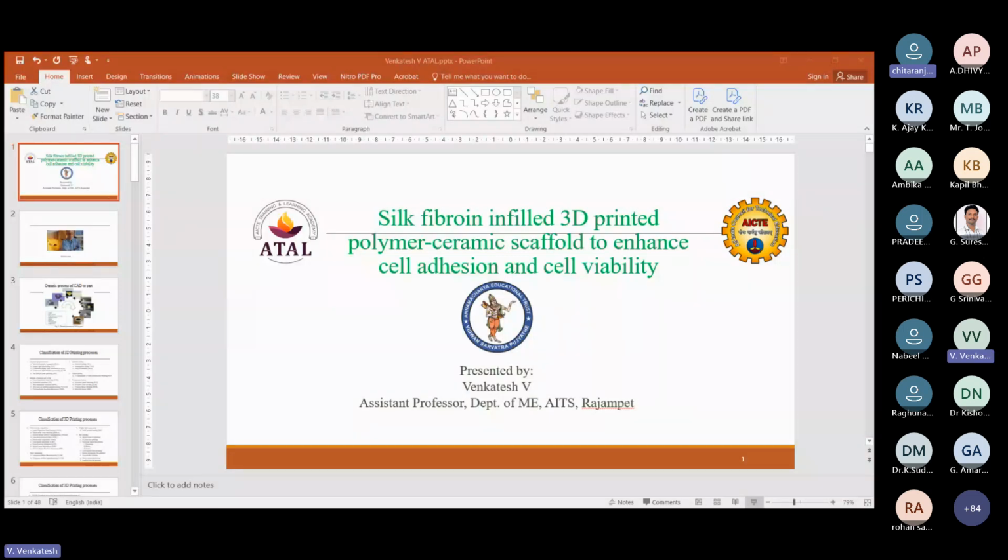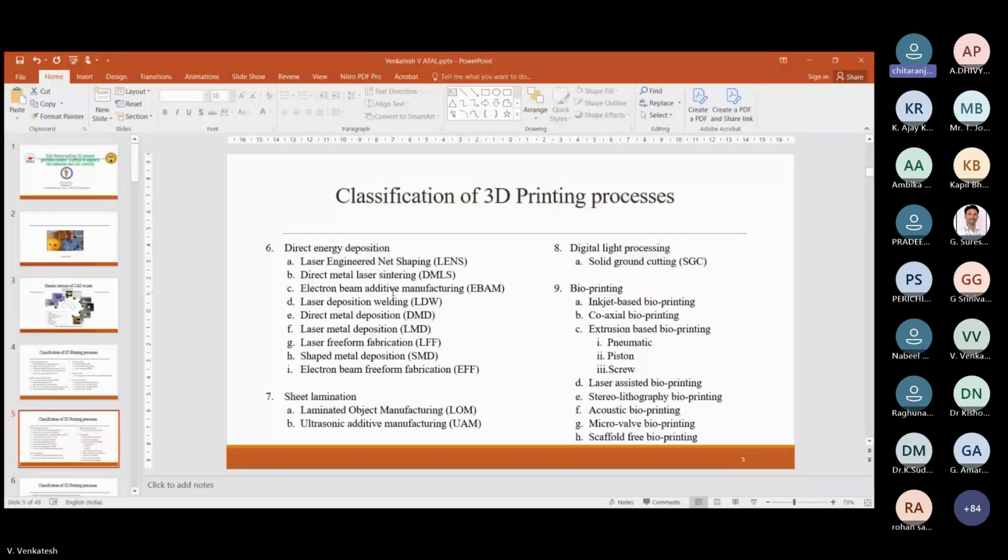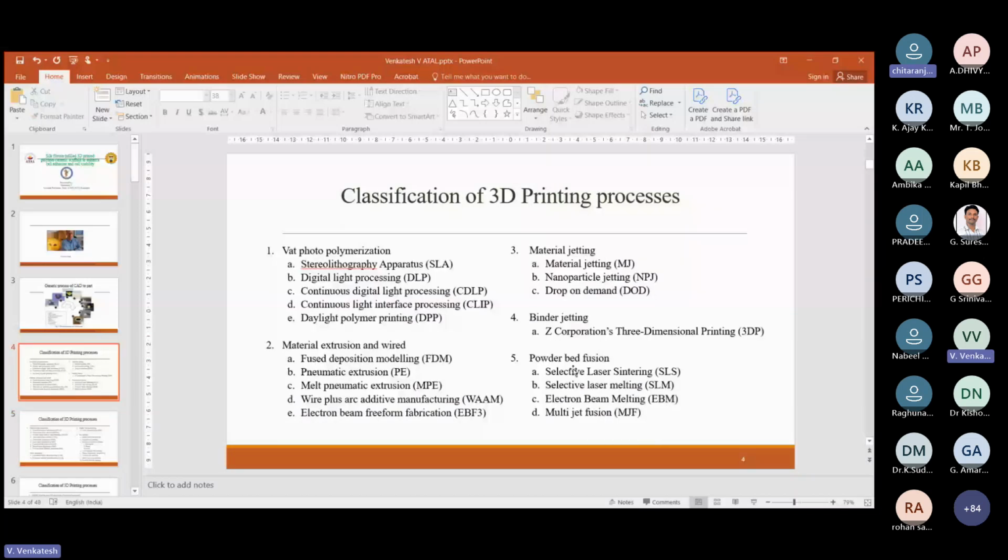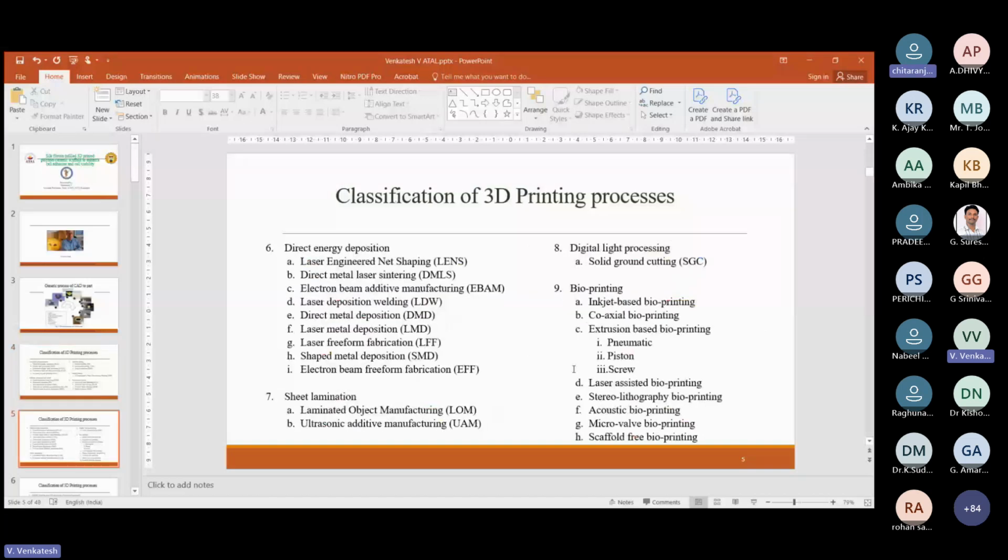Excuse me, sir. Your slide is not moving, sir. Okay, now, is it okay now, sir? Now that's the classification of 3D printing process. On that slide you are there. Yes, sir. I'm at slide number 5 right now. Can I put the PPT in presentation mode, sir? Due to some technical reasons it was unable to change, so here I'm trying to change my slides. Are you able to see the changed slides?